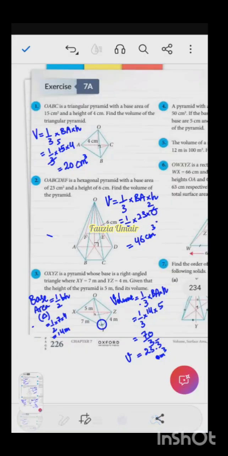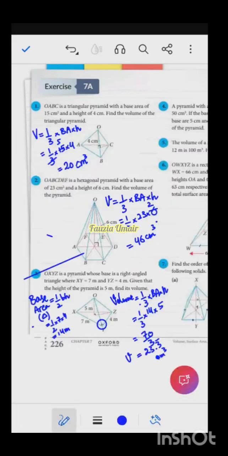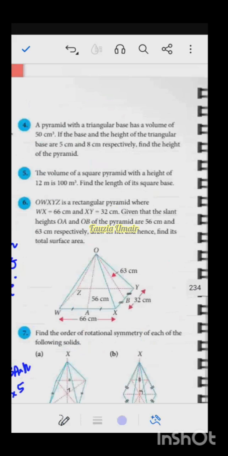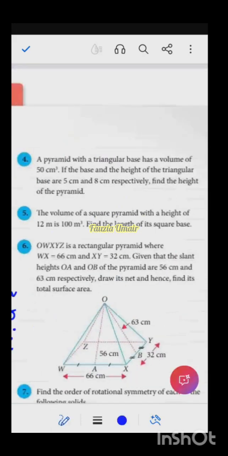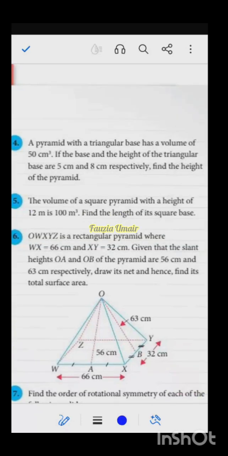So question number 4 is, let me show you. So this is question number 4. A pyramid with a triangular base has a volume of 50 cubic centimeter. Now they are changing the values sometimes. Unknowns are changed. Okay. So the volume is 50 cubic centimeter. So if the base and the height of the triangular base are 5 and 8 respectively, find the height of the pyramid.